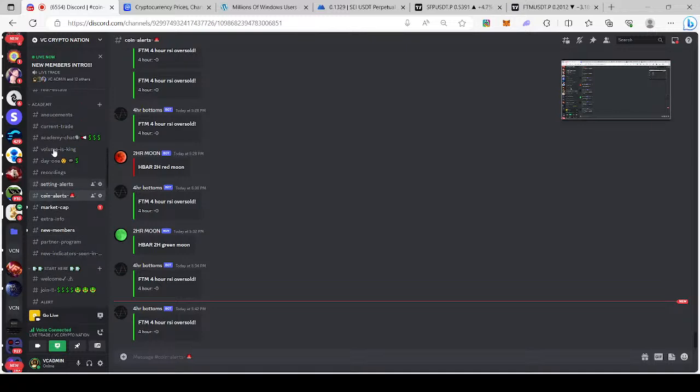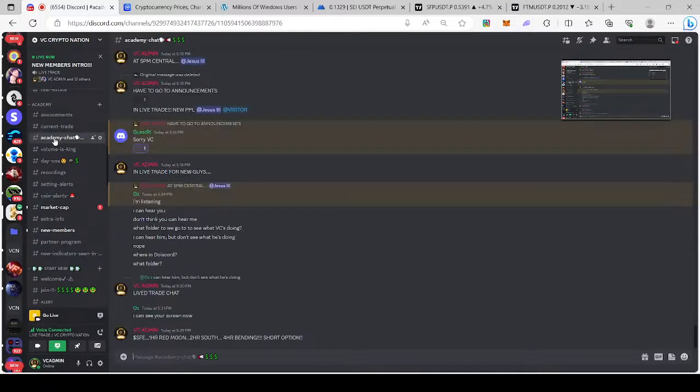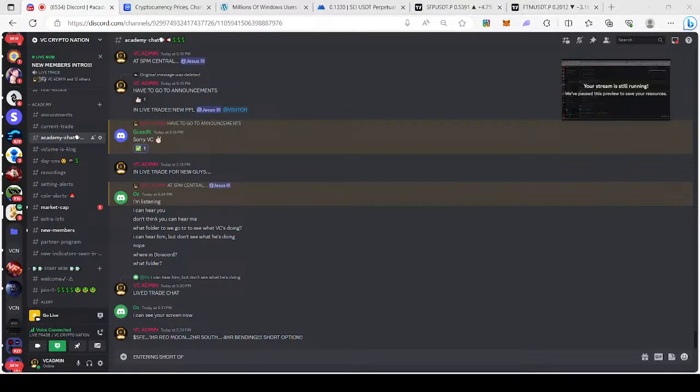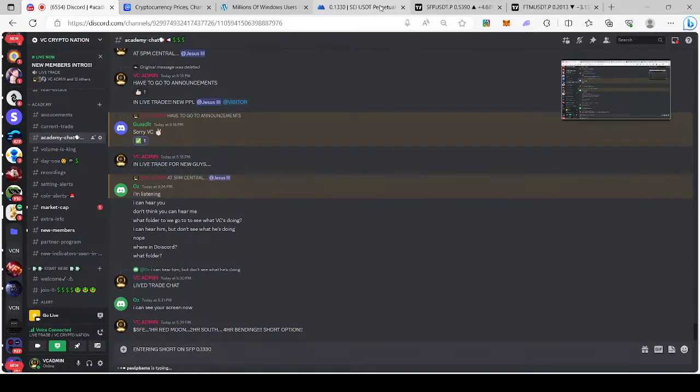And then the cool thing is that when I pop on, I can see here in the Academy chat that you're posting, and then you would post that entering short on SFP, and then you would put your entry price, and then you would post, right? And what that allows me to do is that I can then go back and look at your entry, right?